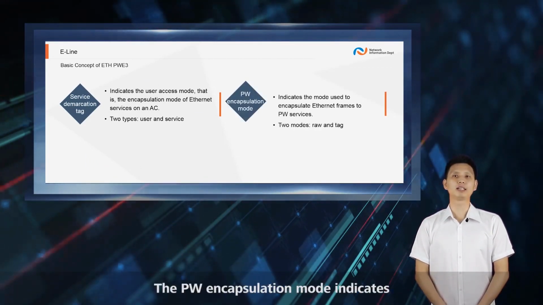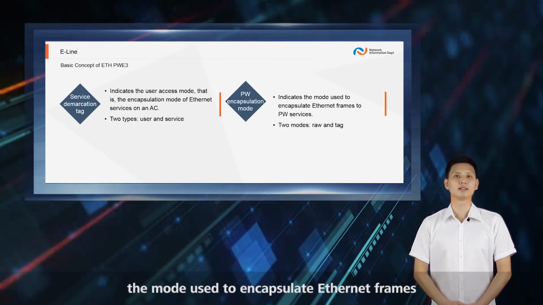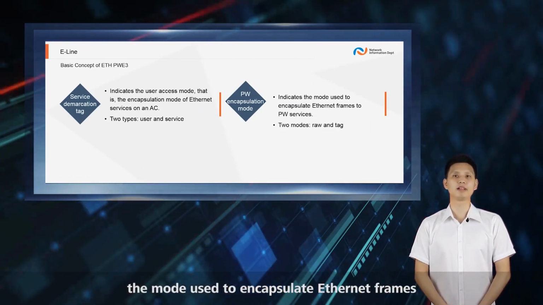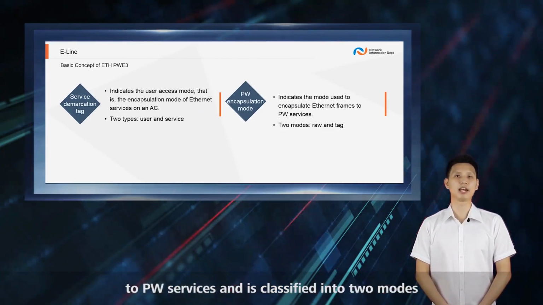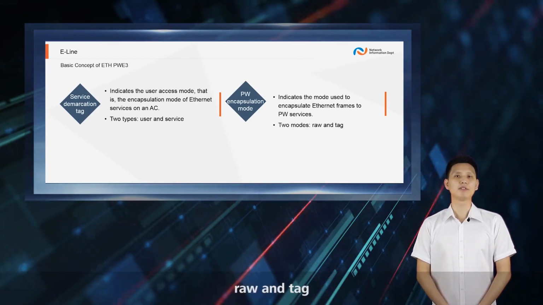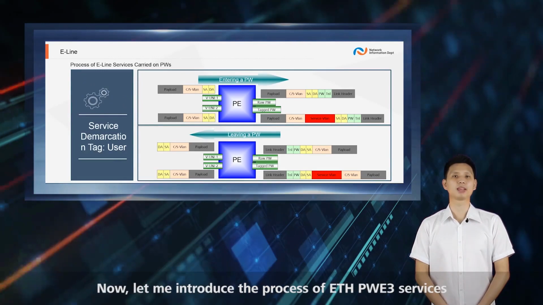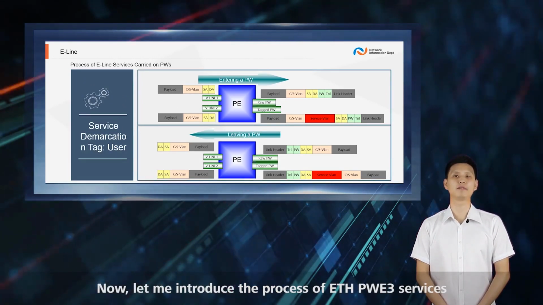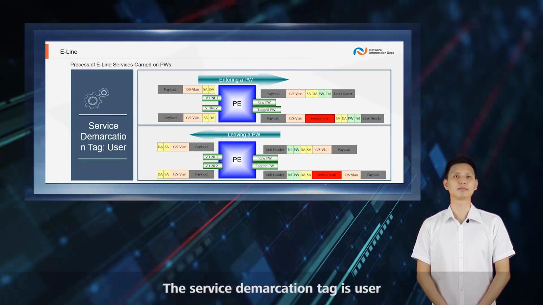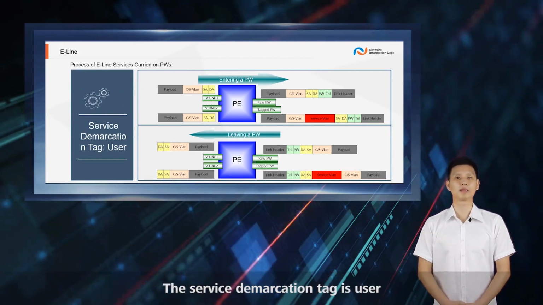The PW encapsulation mode indicates the mode used to encapsulate Ethernet frames to PW services and is classified into two modes, raw and tag. Now, let me introduce the process of Ethernet PWE3 services. The service demarcation tag is user.